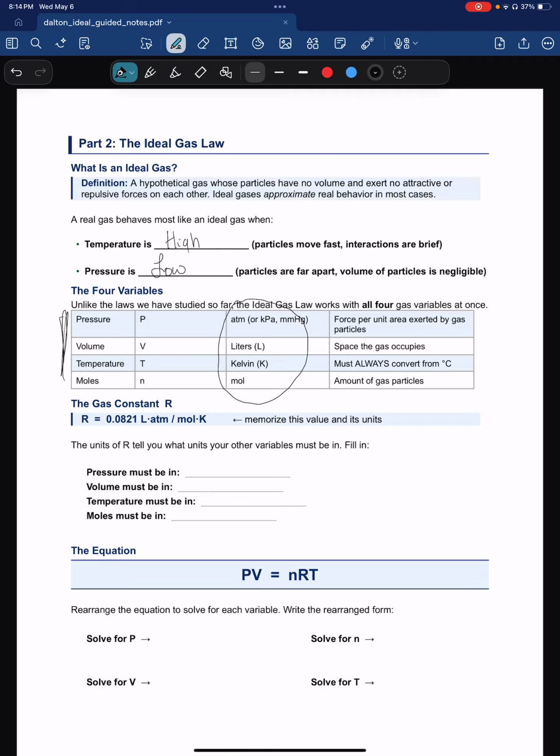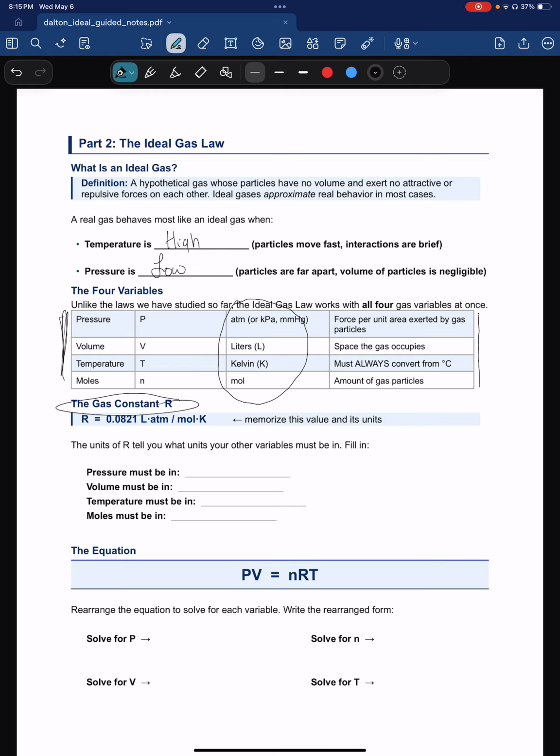I've also indicated over here on this end what each of these units means, what it measures, right? So in the case of pressure, it's the force per unit area exerted by gas particles. In the case of volume, it's the space that it occupies, right? These are things that you already know. We're going to add in a new constant here, and that's called the gas constant. It's denoted by a capital R.